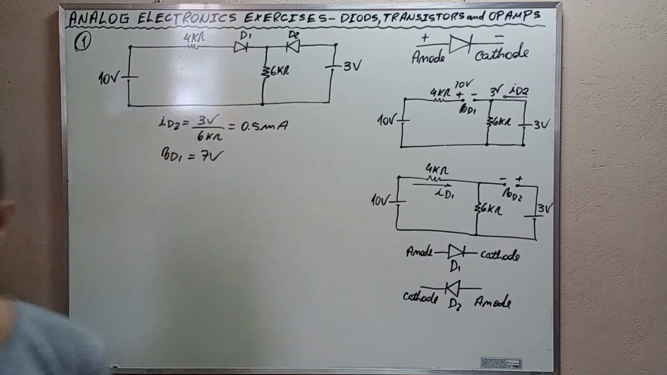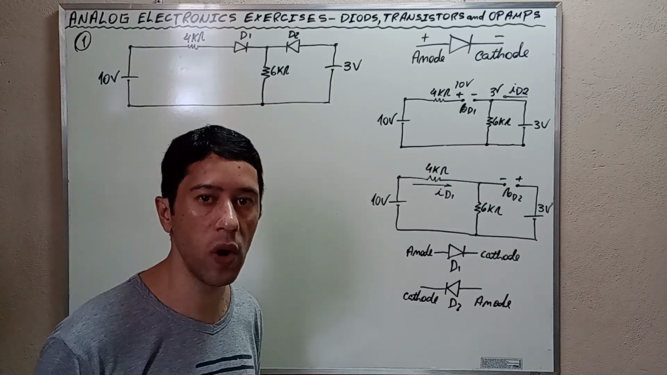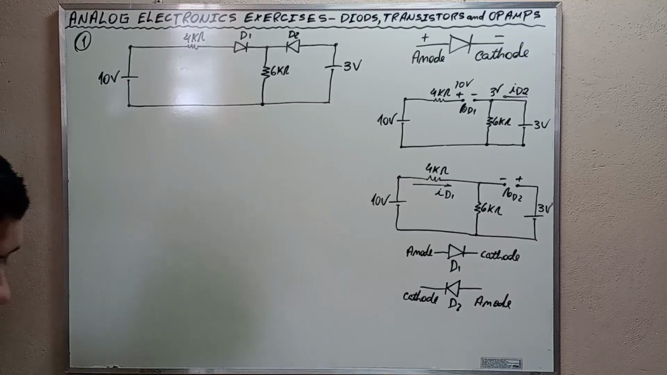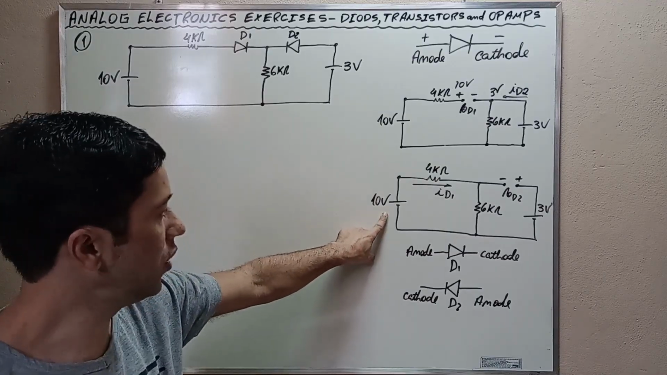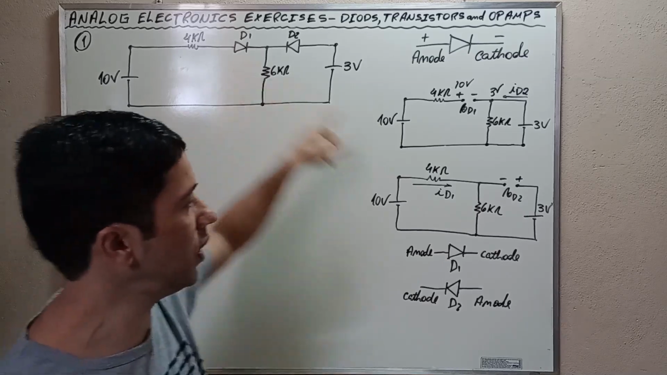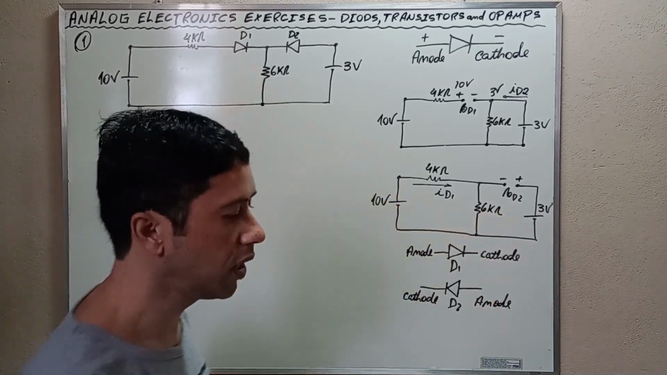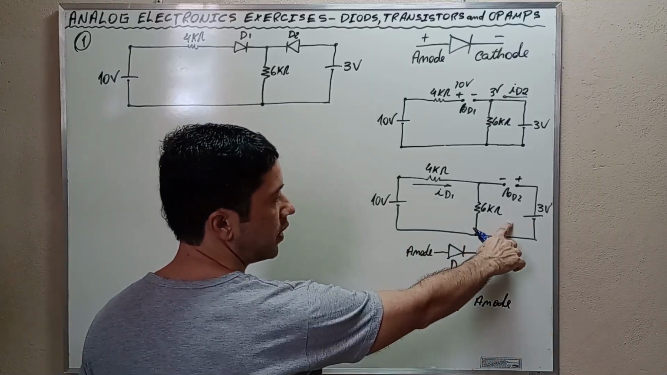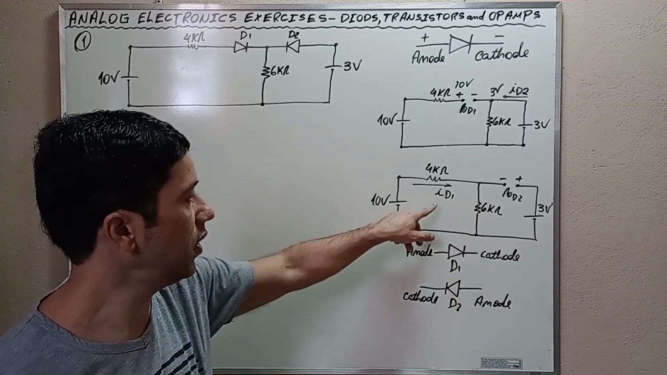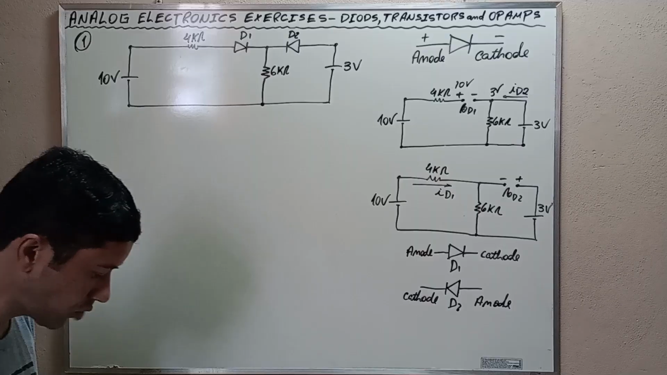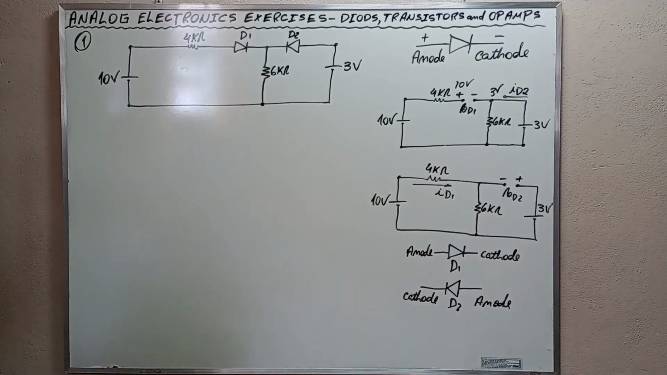Let's have another assumption. Now let's assume that D1 is on and D2 is off. Under this assumption, the equivalent circuit is this. This is the equivalent circuit in which D1 is on and D2 is off, okay? And as this branch here is open, the current that passes through the 6 kilo ohms resistor is ID1. Since the branch on the right is open, ID1 is the only current passing through the 6 kilo ohms resistor.